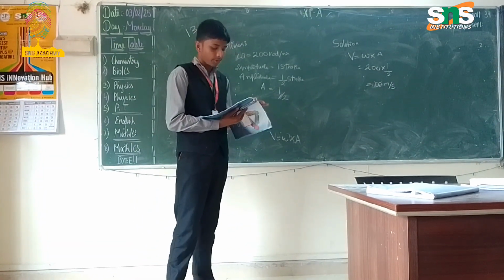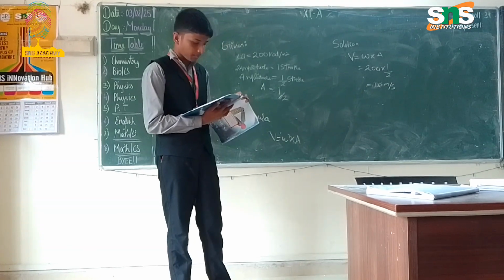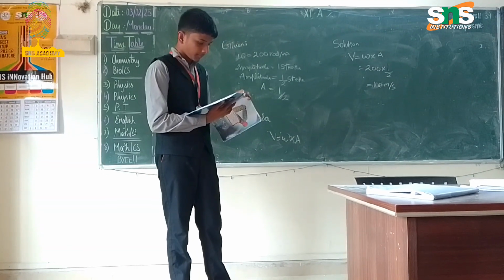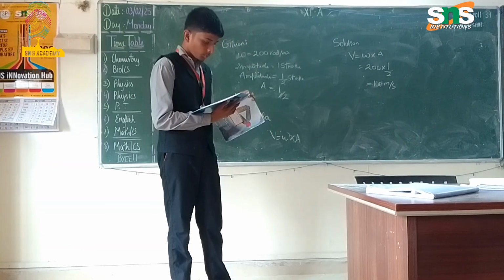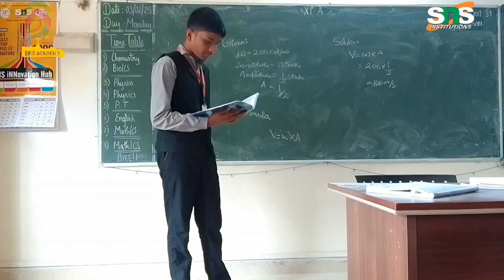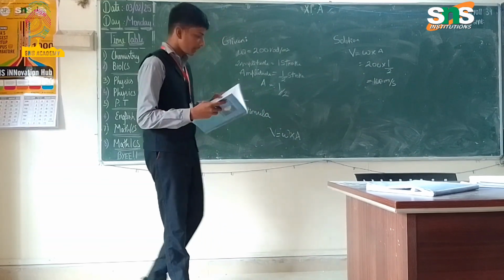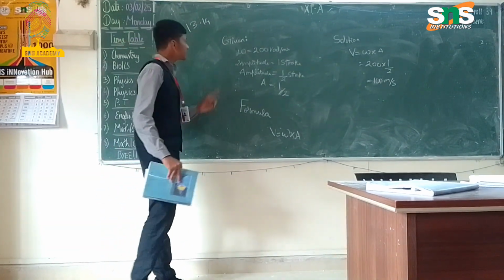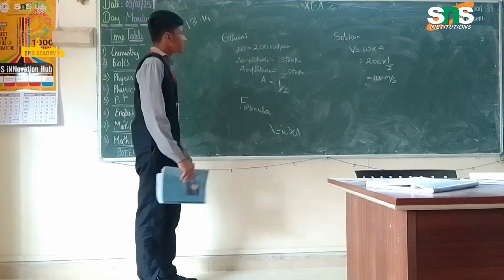Now the locomotive has a stroke length of 1 meter. The piston moves with simple harmonic motion with an angular frequency of 200 rad per minute. What is the maximum speed? So from this we can make it, given omega is equal to 200.